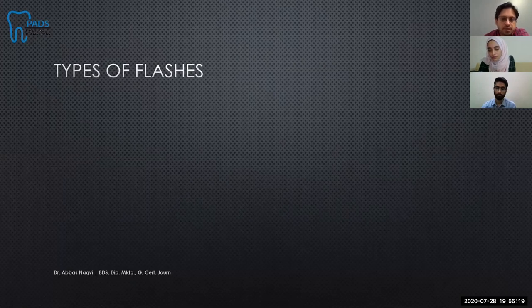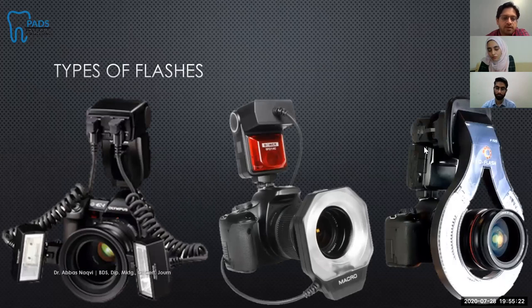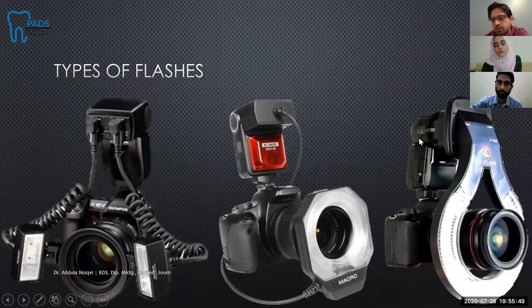Here are the two basic types of flashes, rather three. As I said earlier, the twin flash is more for aesthetic and cosmetic dentistry, ring flash for everything else. And again, if cost is a deterrent, you get these hot shoe flash converters. It's not cost because you'll end up buying this hot shoe flash also. What you're doing is increasing the utility of this flash. This is a hot shoe flash that people use for photographing. So you can use one flash for two purposes.